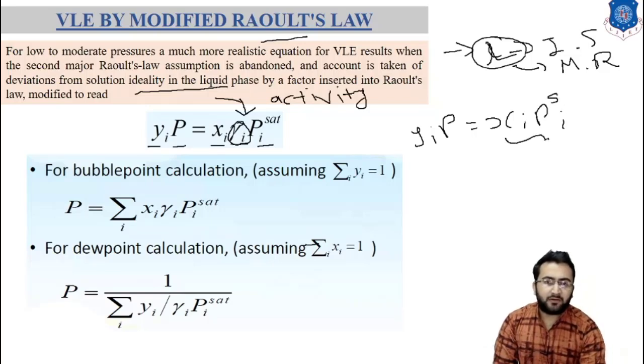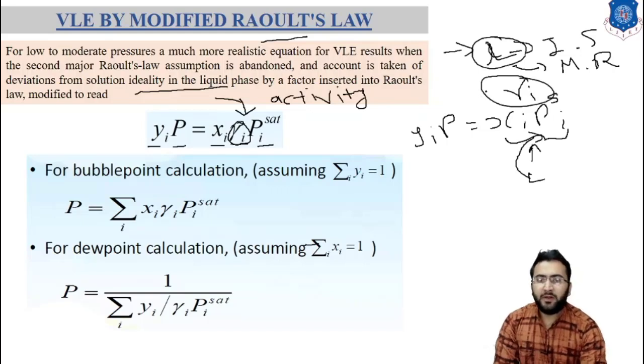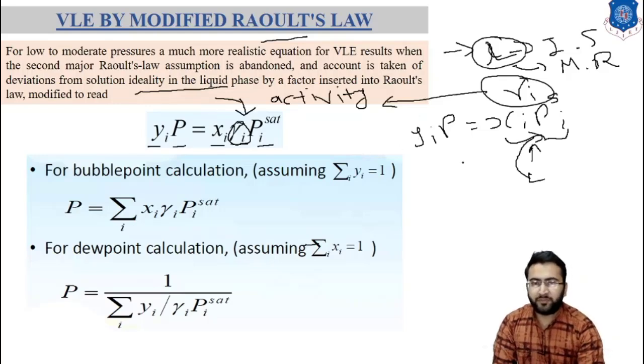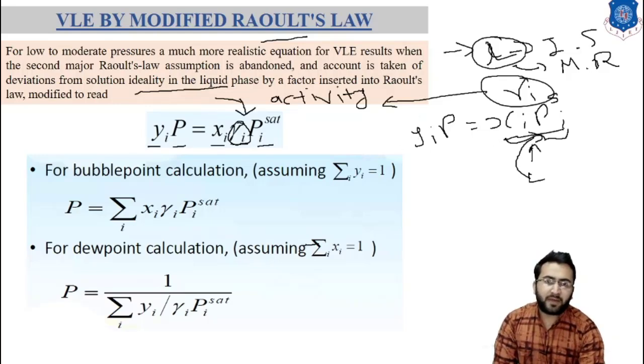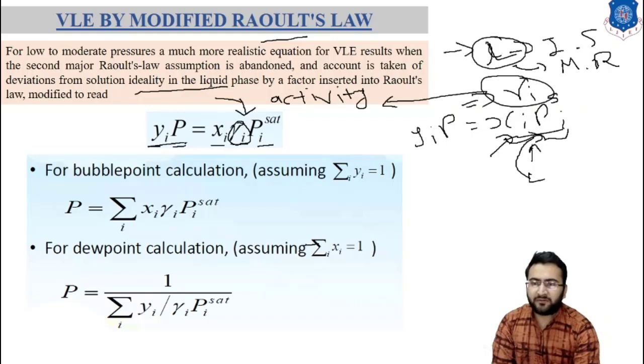But if there is non-ideality in the liquid phase, we have to add one correction factor, denoted by gamma, known as the activity coefficient. We will understand what the activity coefficient means in chapter number 2. To correct the deviation from ideality, we add the activity coefficient to Raoult's law, so its equation becomes yi P is equal to xi gamma i Pi saturated, and it becomes the modified Raoult's law.